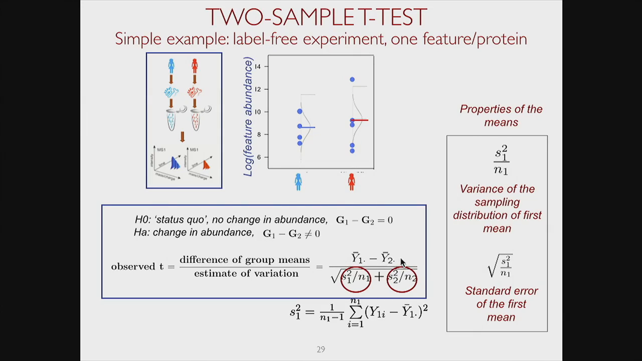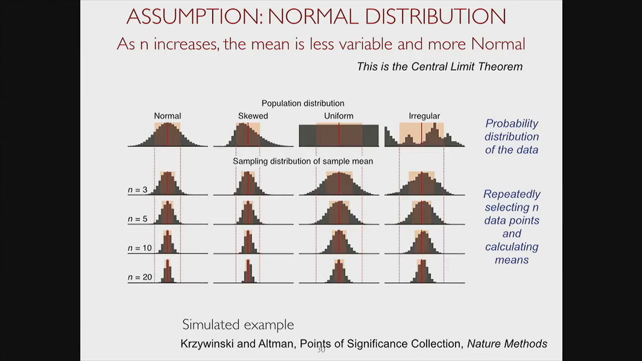And so if we want to compare group 1 to group 2, we combine the variances of the individual means, and we take the square root of them. Okay, so this is the estimate of noise associated with the differences between the means. So this is very useful.